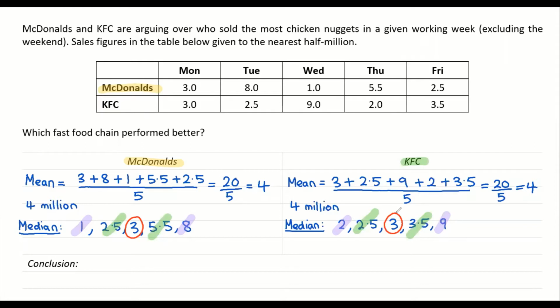So we've got another problem. We've got a median of 3 million for both fast food companies. Right. Is there anything else we can do?